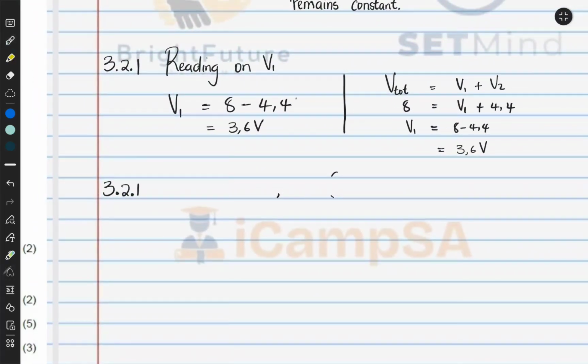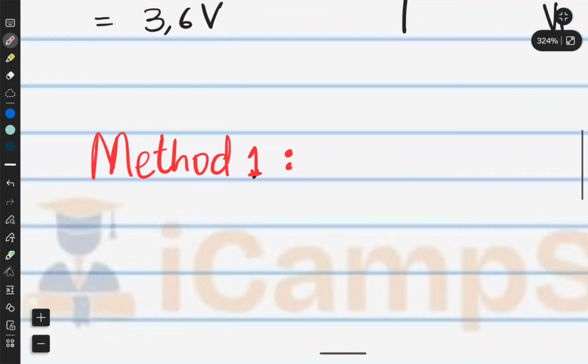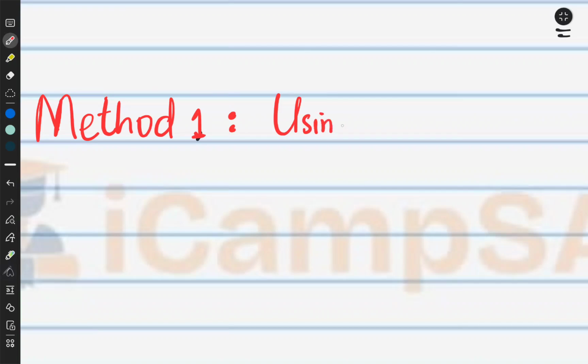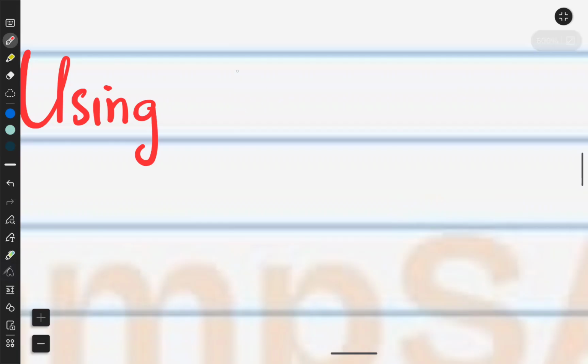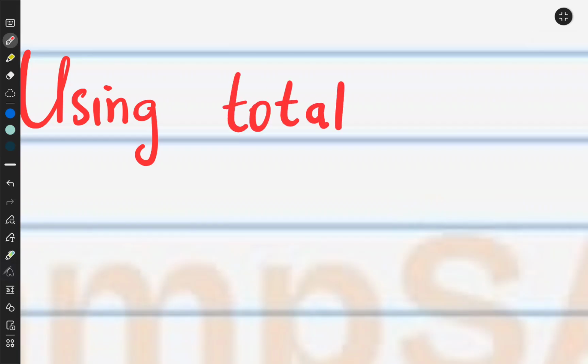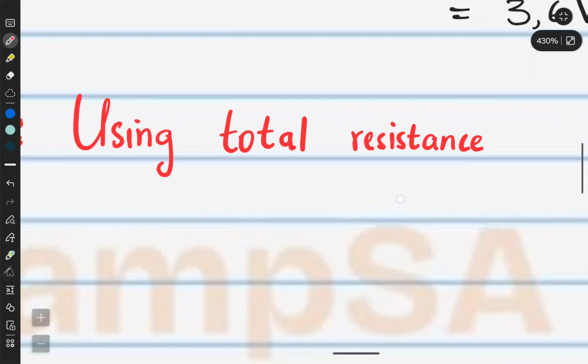Method 1. So I'll just show you 2 methods to show you that you don't have to limit your thinking when it comes to these things. There are usually a number of ways into which you can attack a question and try to solve for it. So method 1, we are using total effective resistance, right? So what's our total resistance?